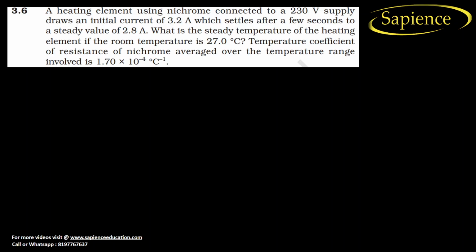Let's do this question. The question says that a heating element using nichrome is connected to a 230 volt supply and draws an initial current of 3.2 ampere. So let's write step by step what they have given you. There is a heating element using nichrome connected to a 230 volt power. So the voltage is 230, and the current drawn by this is 3.2.